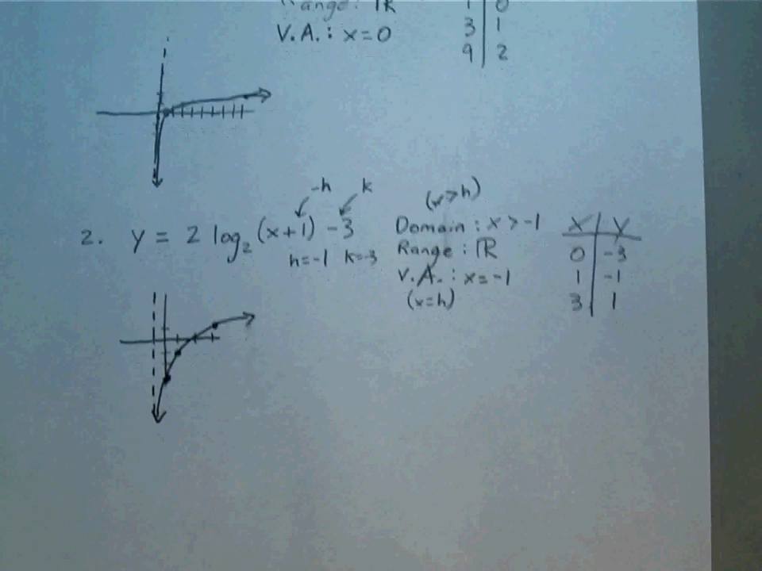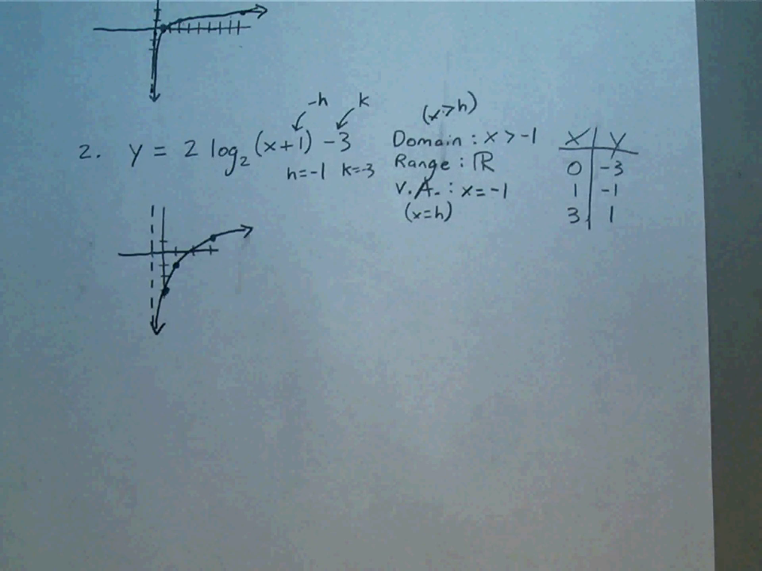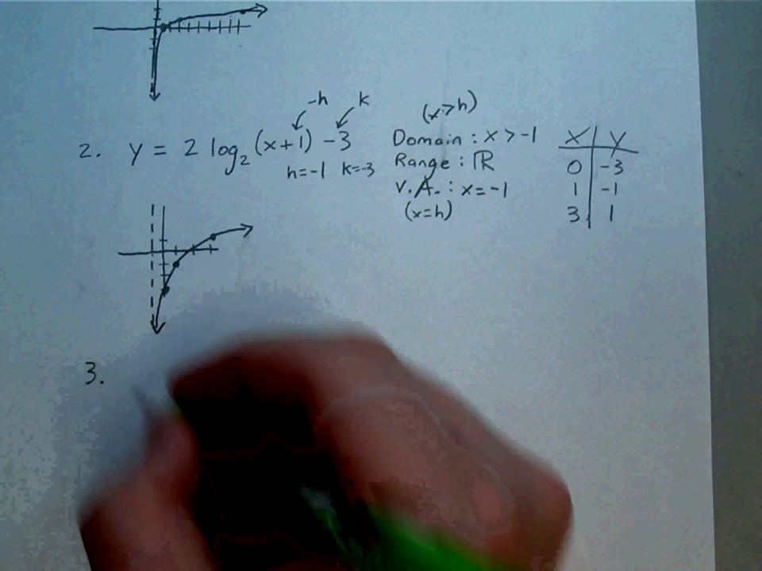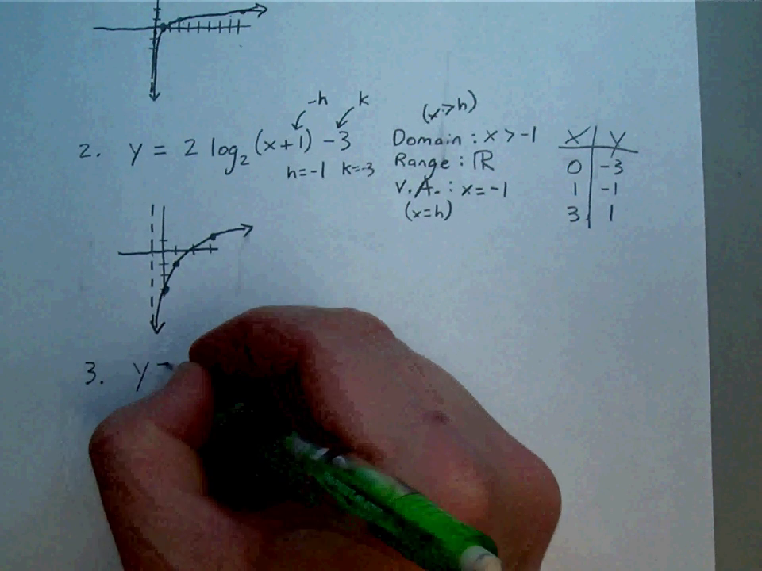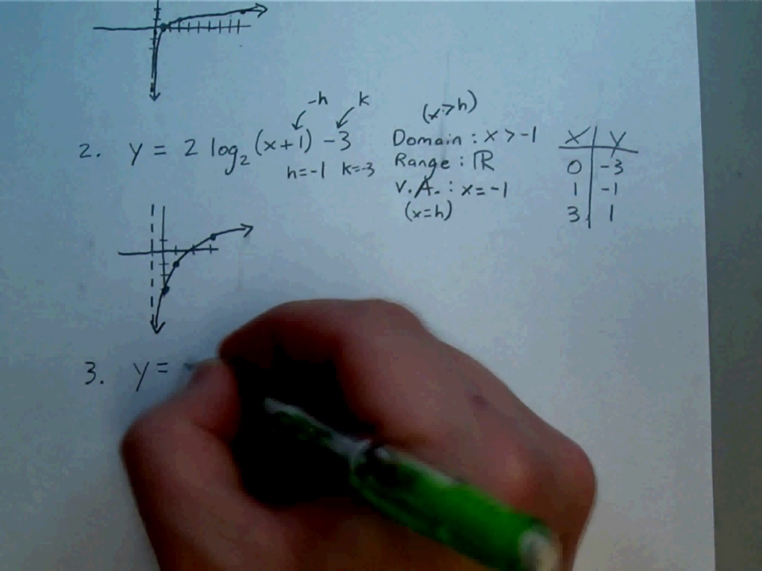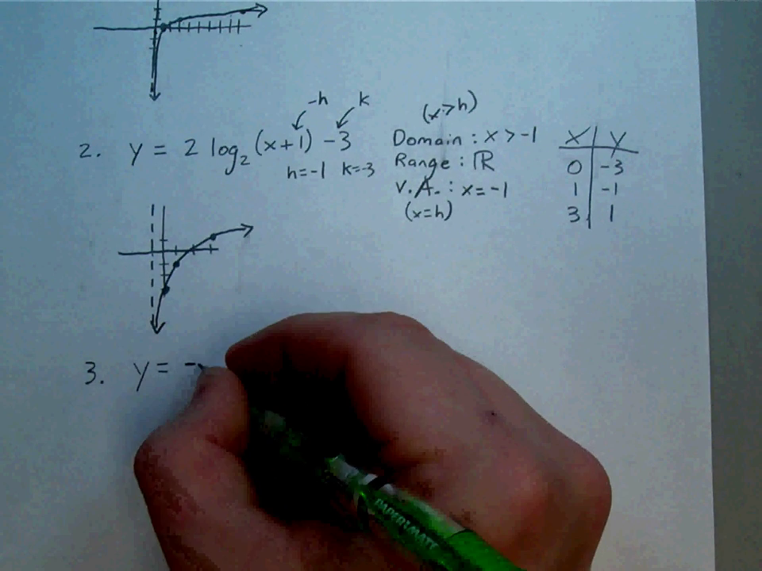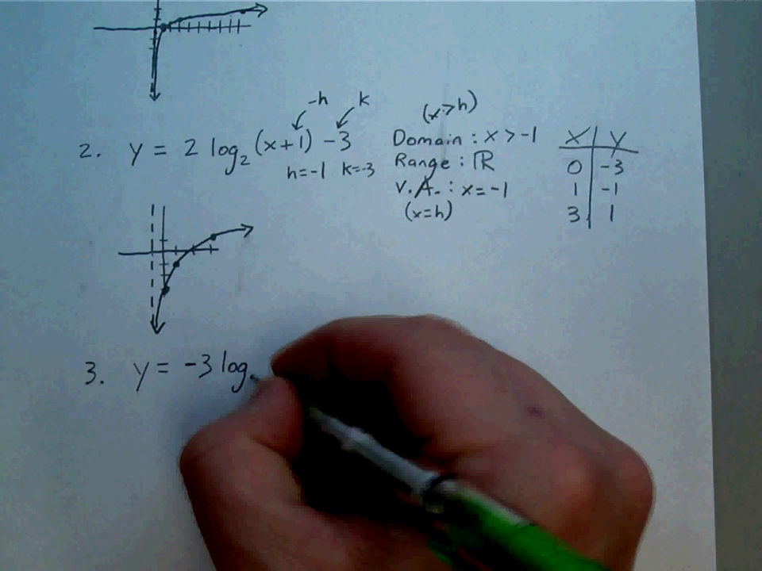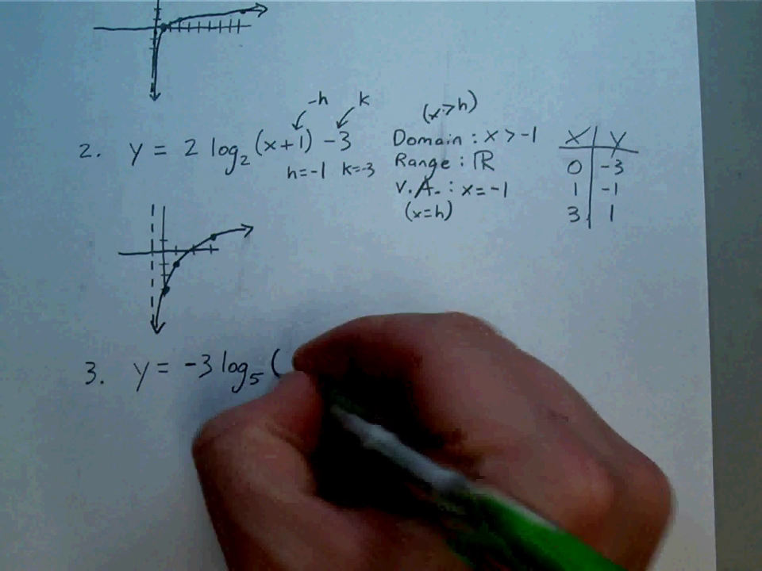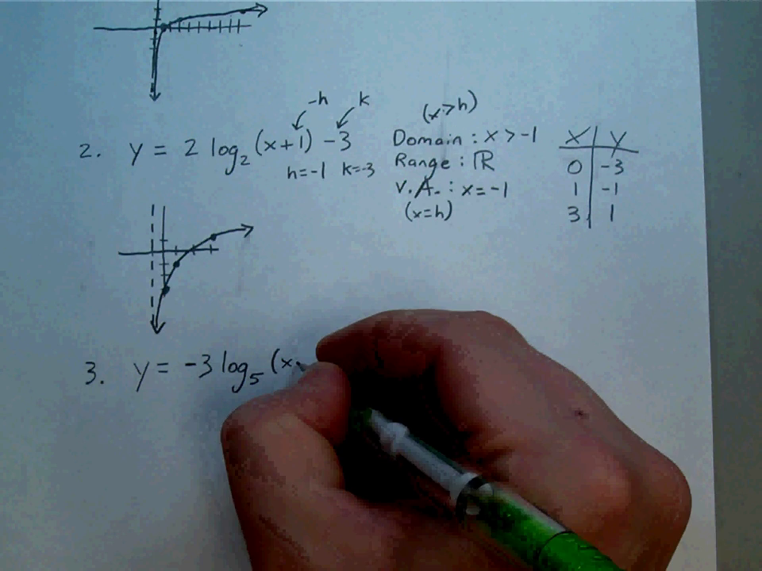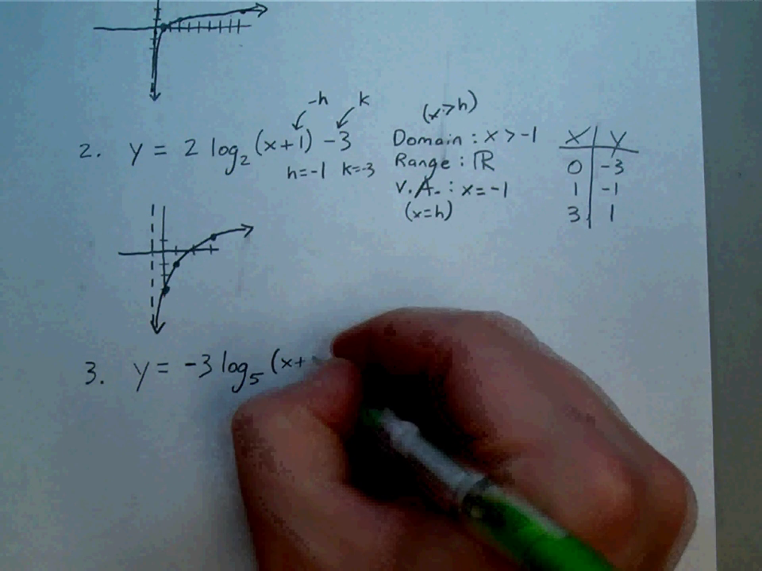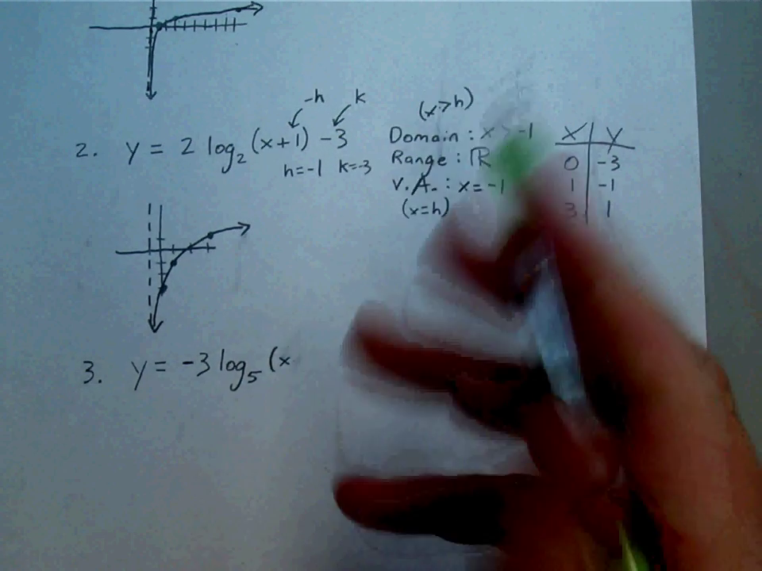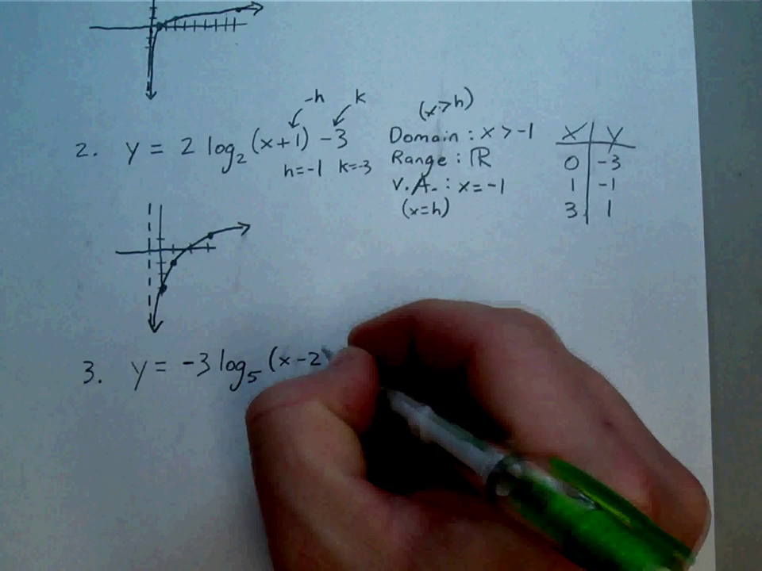I'd like to do one more. This will be our last one. y equals, I'll give this a negative a value this time, so go with -3 log base 5 of x plus 2. Let's go x minus 2 plus 1.